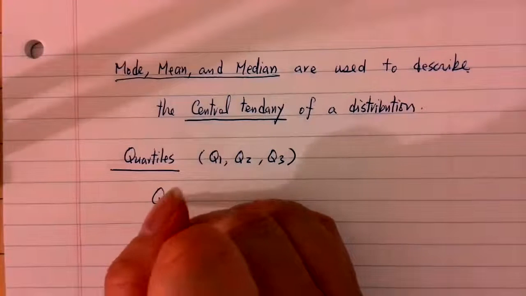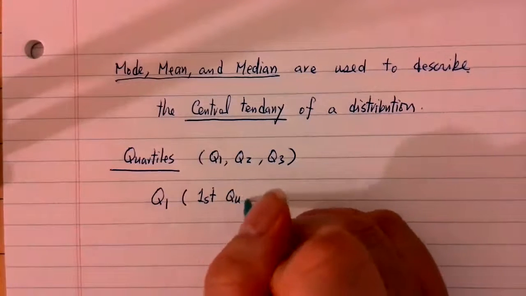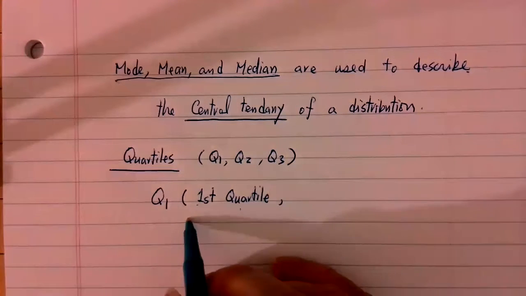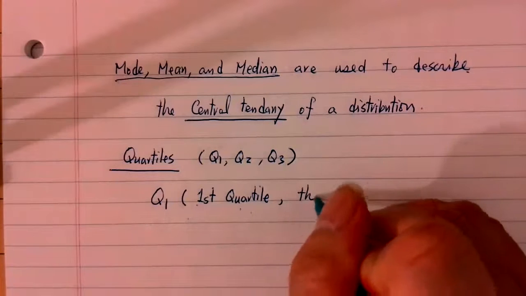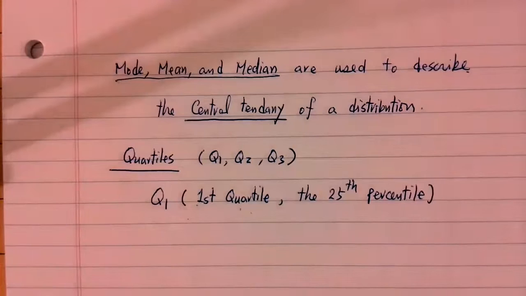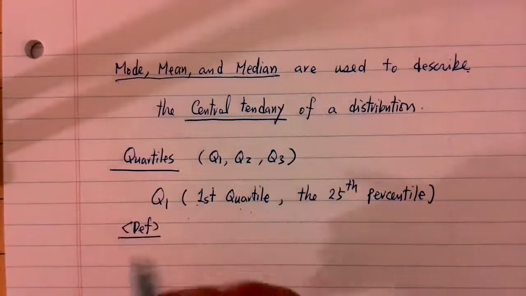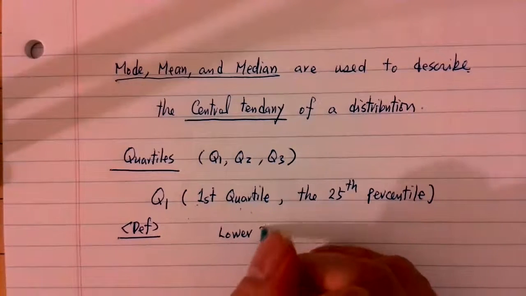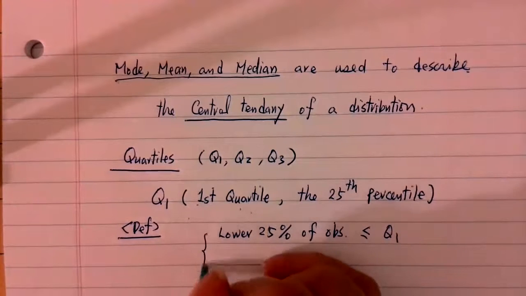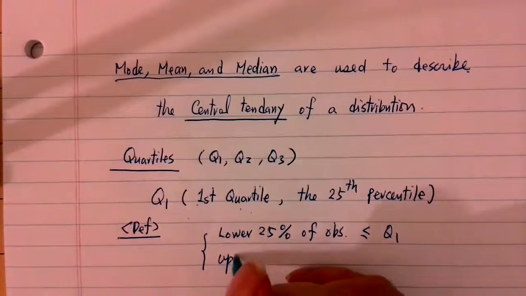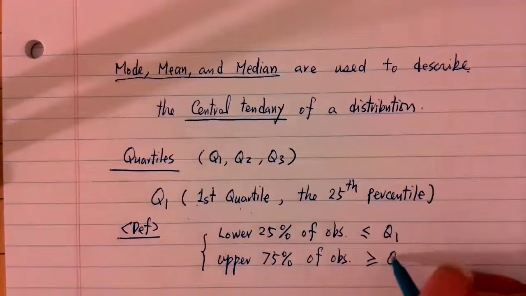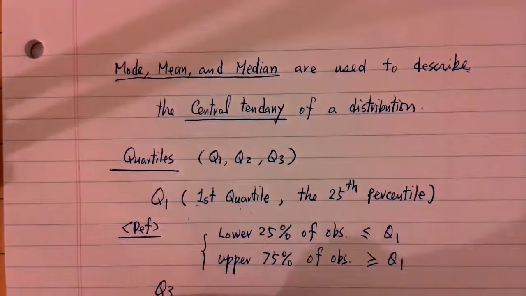First one, Q1. Q1 is the first one, the first quartile. Or some people say this is what? What do you know about a quarter? A quarter is 25 cents, right? So how we define the first quartile? People say this is also called the 25th percentile. And what's the definition for Q1? We say the lower 25% of observation should be less or equal to Q1. And simultaneously, it means the upper 75% of observation should be greater equal to what? Q1. Okay?